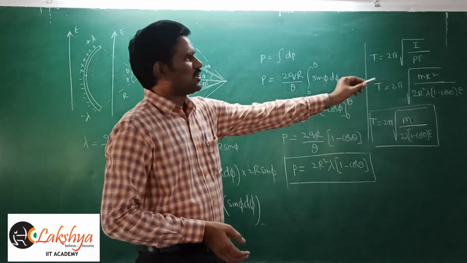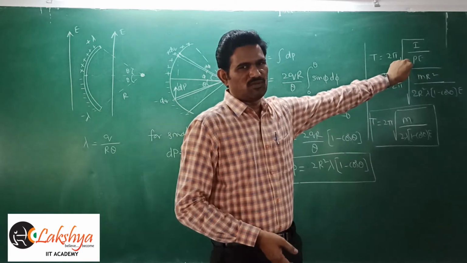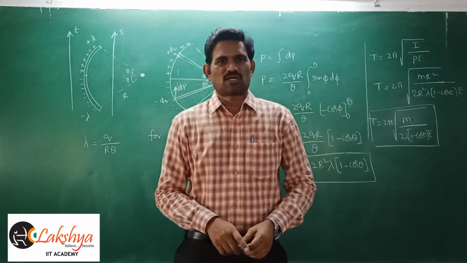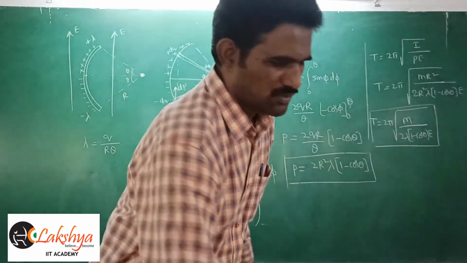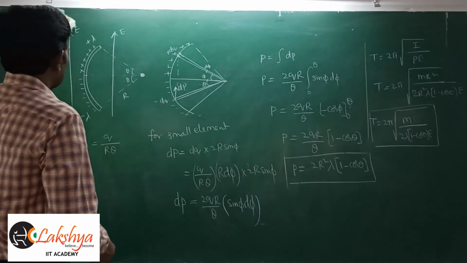That means we need to think about this p value calculation. If p is given for you, then the problem will be easy; directly you can substitute in that. Then moment of inertia we need to calculate. That we know already; we discussed moment of inertia calculations in the rotatory motion topic.